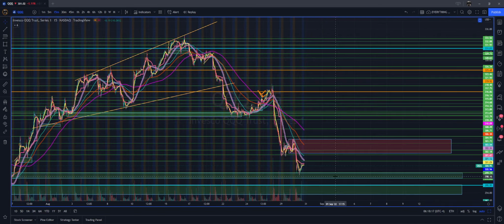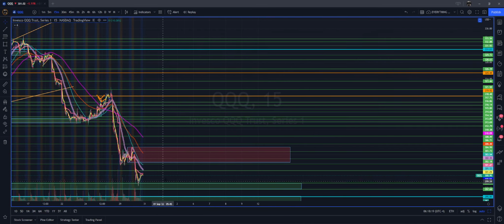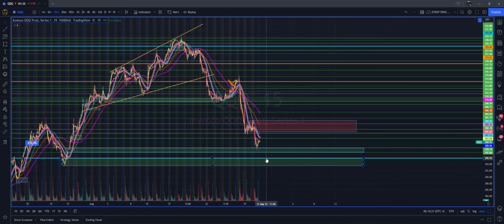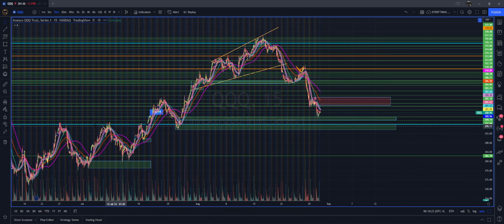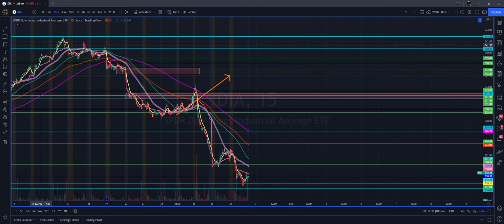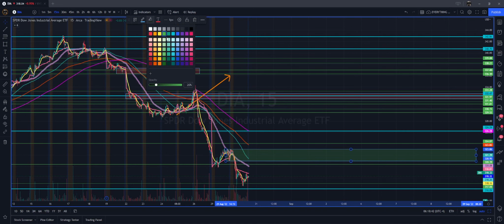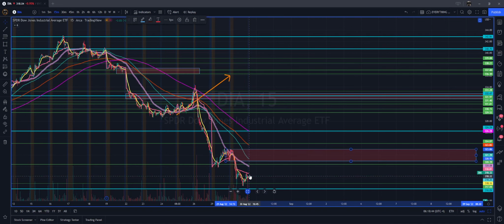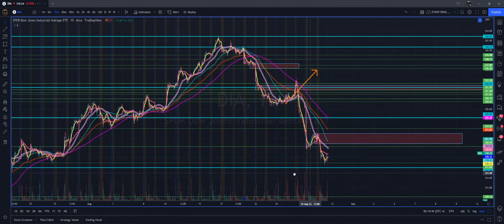So my take on this one, I think we might bounce from this 4-hour key level. Right, this is a 15 minute time frame. I think we might bounce. This is the 4-hour, the blue one is the 4-hour. And then now we take a look at Dow. The supply zone is pretty obvious in this one. Alright, we might see some bounce to the supply zone.